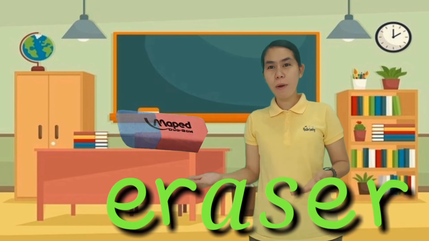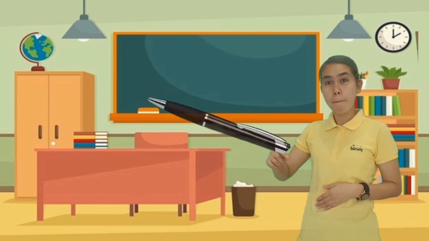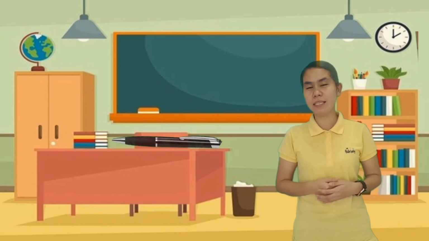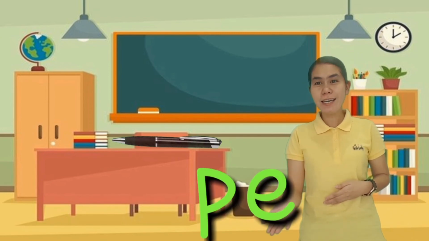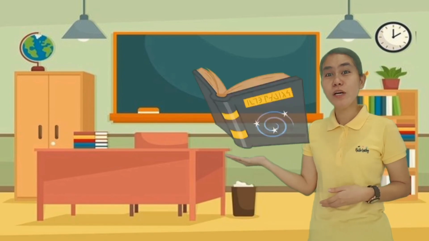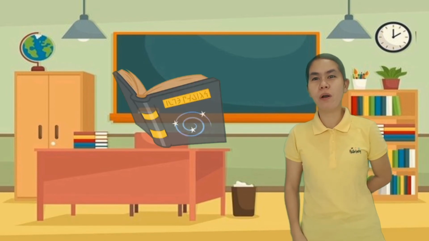Eraser. The fourth picture, this is what we call pen. Again, pen. Spell the word pen. P-E-N. The fifth picture, this is what we call book. Again, book. So spell the word book.